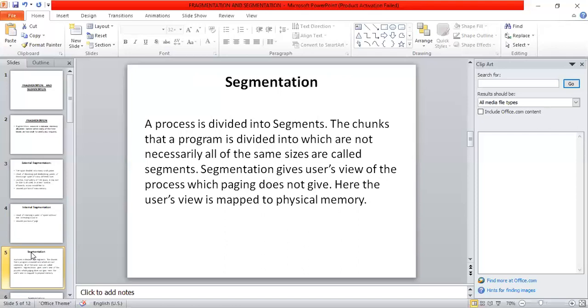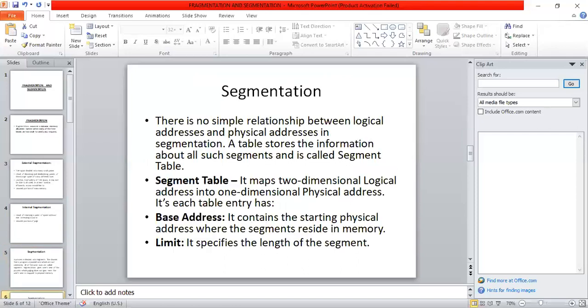It is better to have segmentation which divides the process into segments. Each segment contains the same type of functions, such as the main function can be included in one segment and the library functions can be included in the other segment. So there is simply no relationship between logical addresses and the physical addresses in segmentation. A table stores the information about all such segments and is called a segment table. Segment table consists of two entries, base address and limit address.